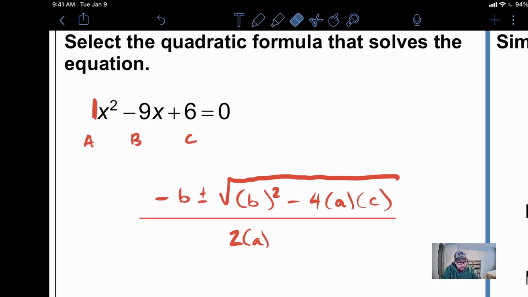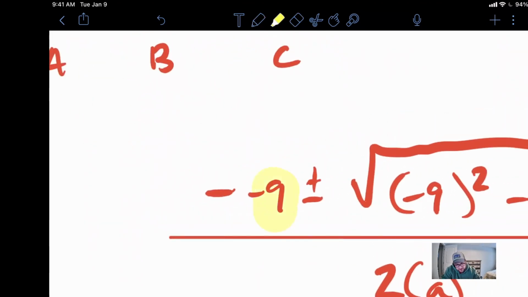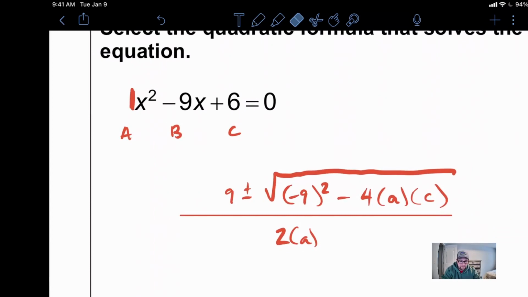So if I know b is negative 9, I'm going to put a negative 9 where the b was. Now you're not going to see this on those answers to choose from because when they have a negative 9 here, they're going to make that into a positive 9, and when it's positive, they're not even going to show you that sign. Now, a in this problem is 1, so wherever we see an a, we're going to replace it with a 1. And c in this problem is 6, so I'm going to put a 6 right here.